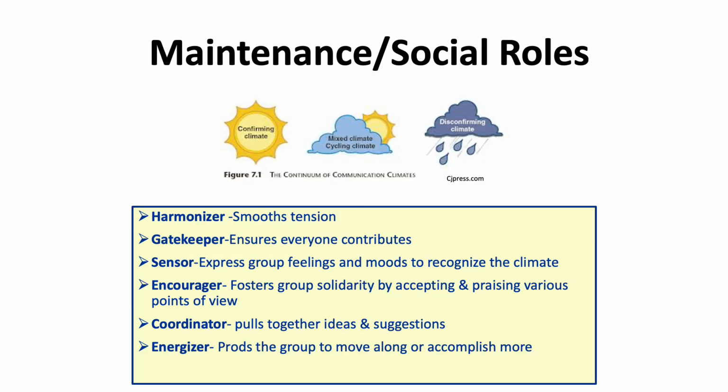Maintenance roles, also known as social roles, help the feeling of the group, the environment. You know that sometimes you can just feel tension with another person, or you can feel like things are going well. And so these roles help the group feel good, right? Harmonizer would be smoothing over any tension.